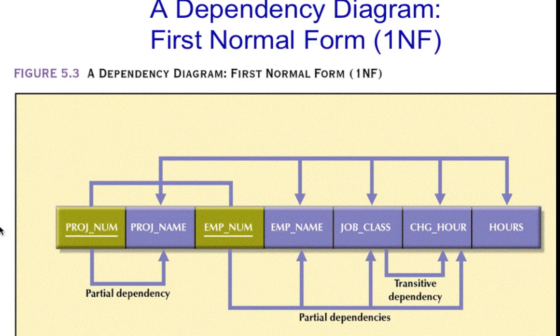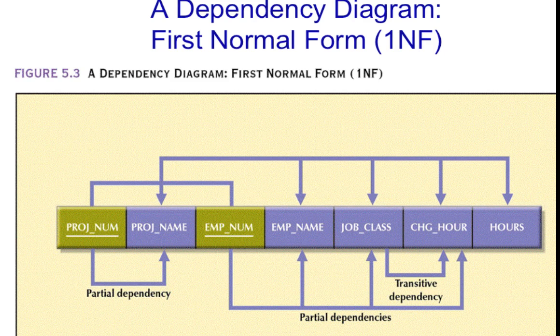have project 1 and the project name with employee. Project 1, project name, employee number 2. Project 1, employee number 3. That's a bad design because we have partial dependency looking at that.